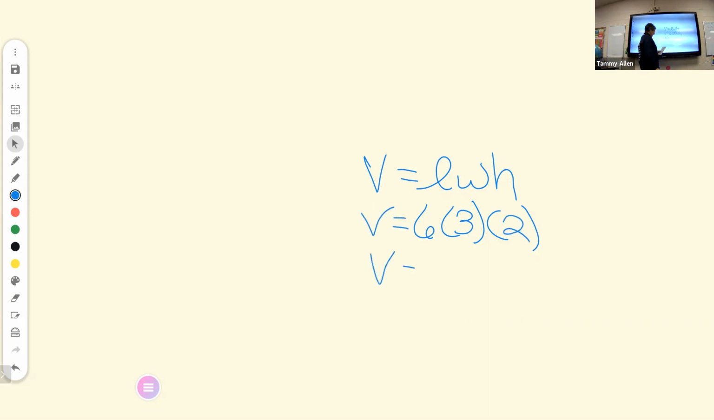What then is the volume of this particular rectangular prism? 11. It's multiplication. Oh, 6 times 3 times 2. 36. 36. And they are cubic units, and it's cubic feet this time. Cubic feet.